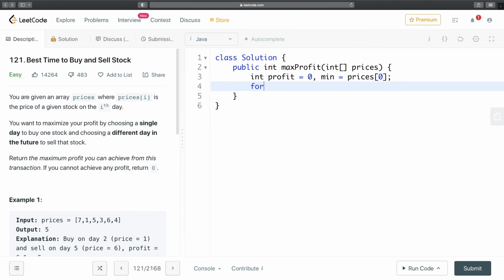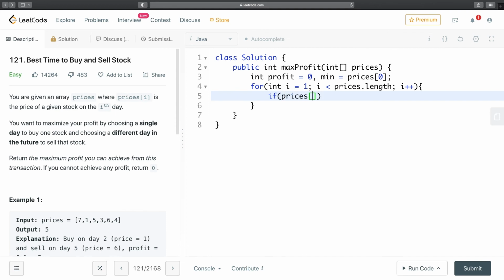Now we're gonna iterate through the remaining portion of the array, so we can start directly from 1, and if I is less than prices dot length, and I plus plus. Then what are we gonna do? We have two conditions here. If the value of this particular element, which is prices at I, is less than min, then we are gonna update the value of min with prices at I.